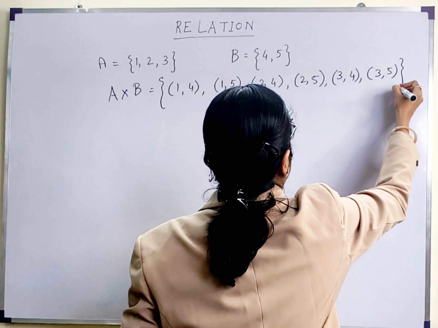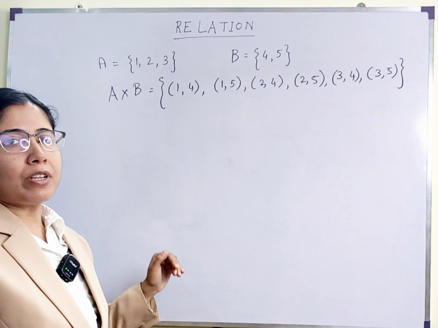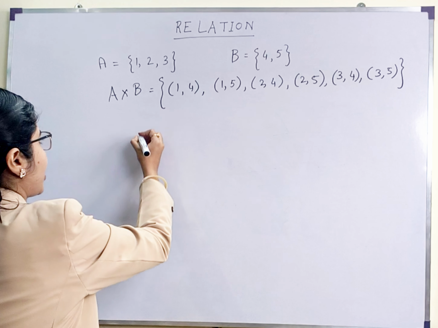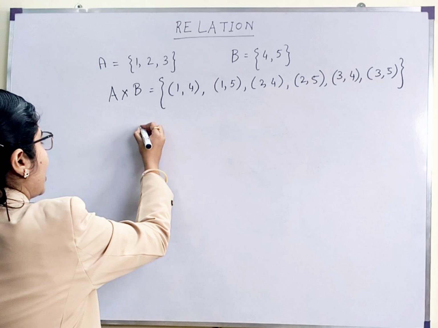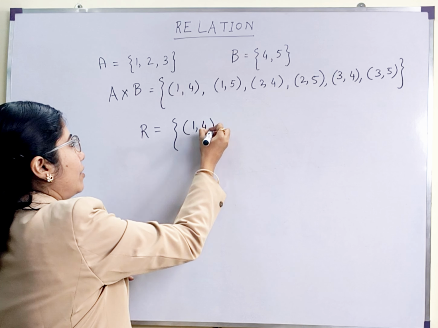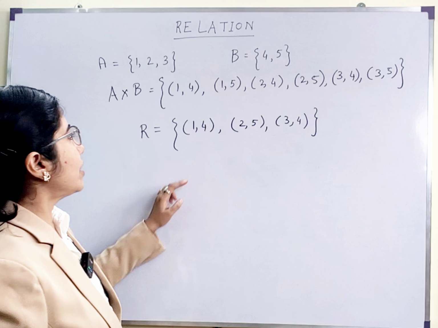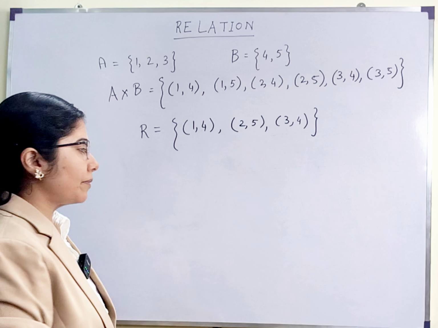Now, any subset of this A cross B will be a relation. Then what will be the relation? It can be (1,4), (2,5), (3,4). This is a relation. R is a subset of A cross B.